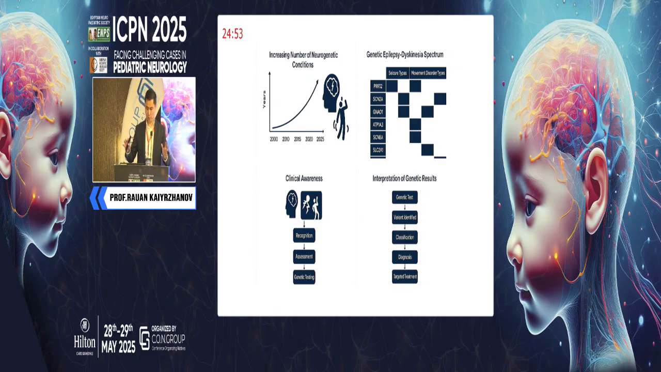all genetic conditions presenting with seizures and movement disorders can be categorized under the umbrella term of genetic epilepsy dyskinesia spectrum. And you can see they are truly remarkably heterogeneous. Hence, increased awareness is necessary to diagnose them promptly, and it's important to interpret the results of the genetic report appropriately to be able to diagnose and treat them adequately.